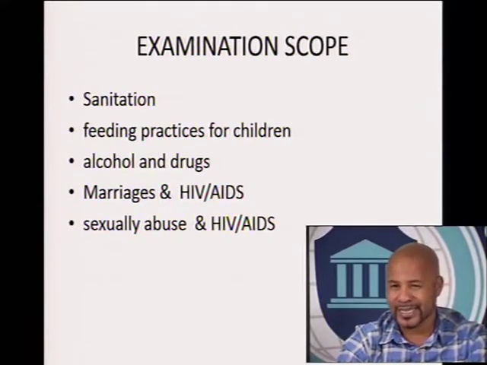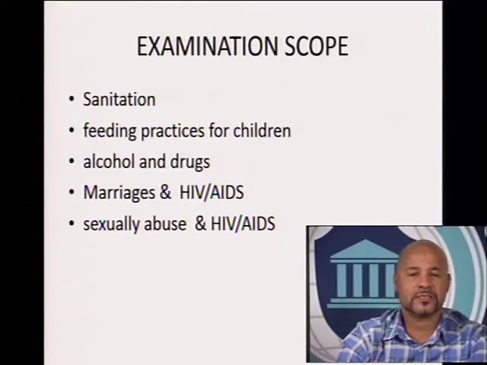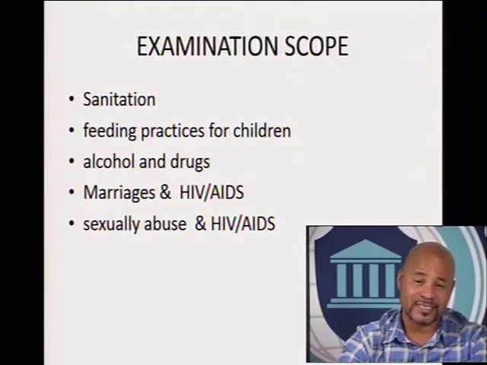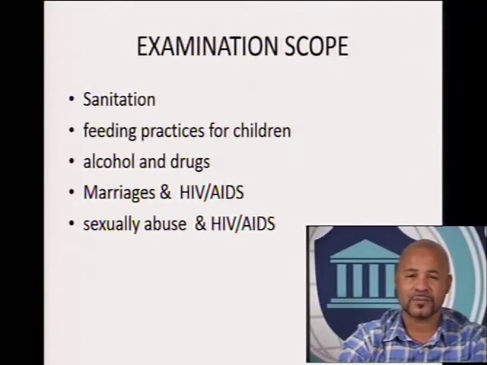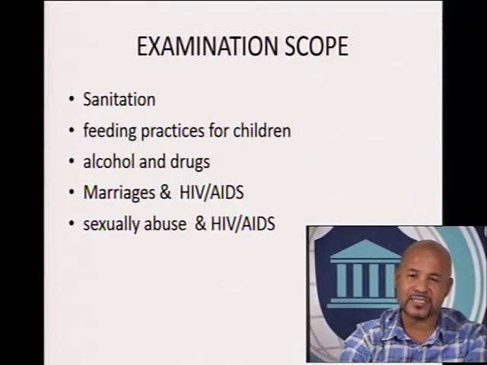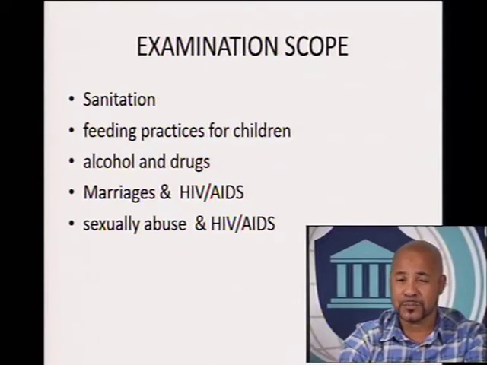Talking about awareness, talking about IEC materials, information, education, communication materials that are available, looking at training, capacity building for communities as part of the intervention to address alcohol and drug abuse. So this is what you have to discuss in the paper. You have to look at this in detail, explain and define what this abuse means, and then also give examples.